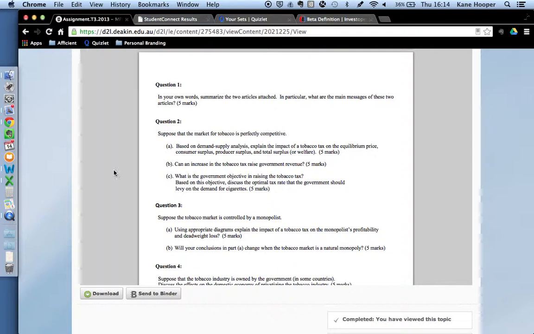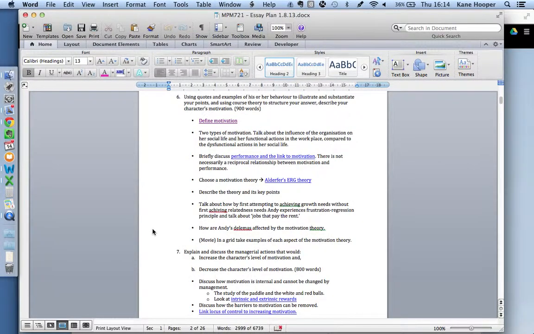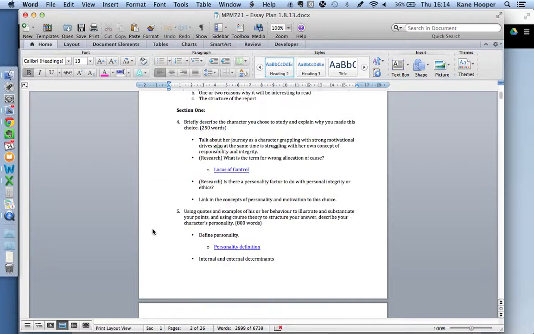Once I get to the point of writing the assignment, the first thing I'd always do is I plan the assignment out. Some people just start writing, and that's dangerous because you just don't know where you're going to go. Now for me, I break it up.